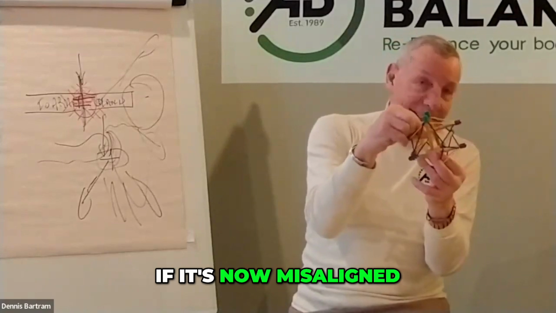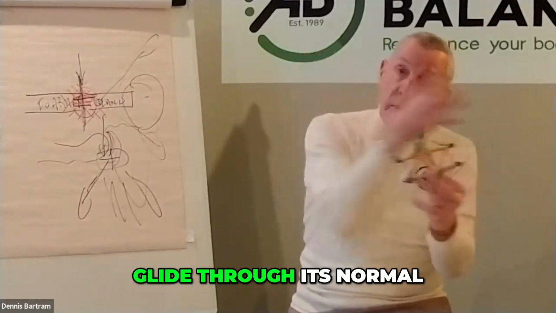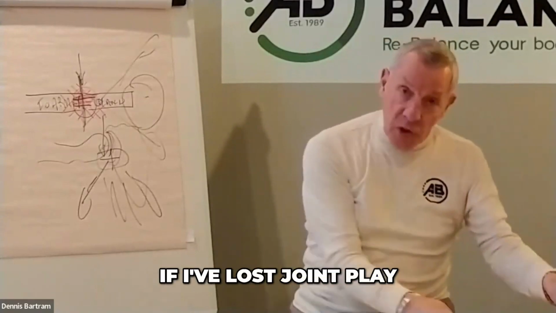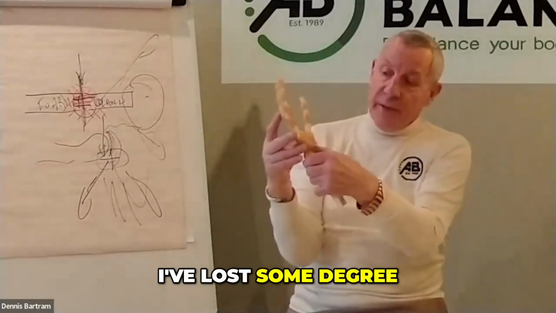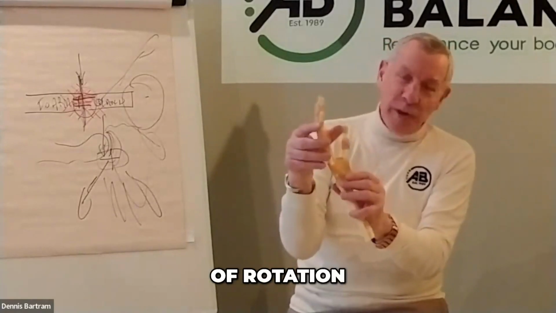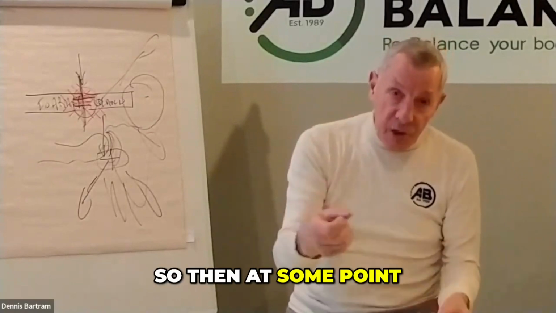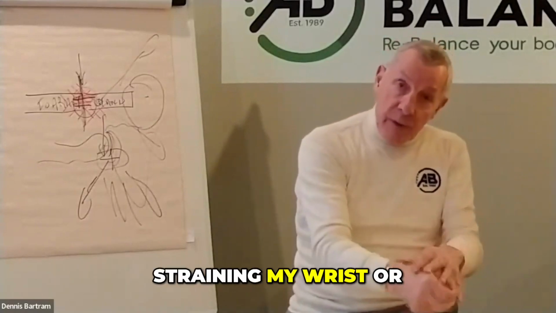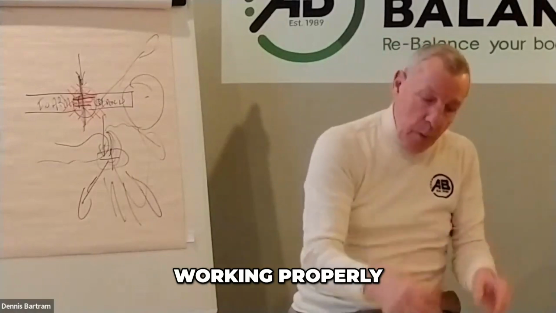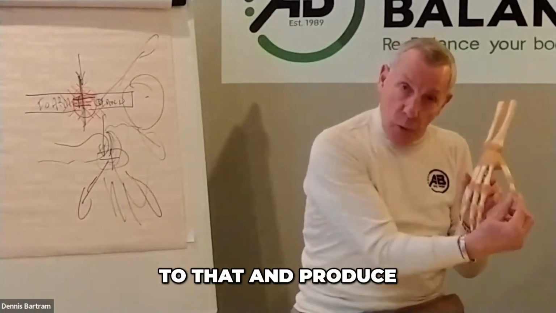If it's now misaligned slightly, one of those joints won't glide through its normal orthostatic position. So I've lost what you call joint play. Now, if I've lost joint play, I've lost some degree of its flexion or some degree of its extension. There's a little bit of rotation, but basically it's flexion extension qualities I'm going to lose. So then at some point, I'm going to be straining my wrist or further up with aberrant signals because it's not working properly.